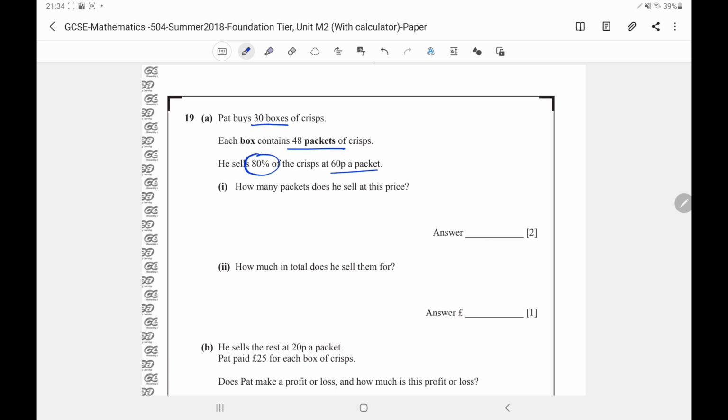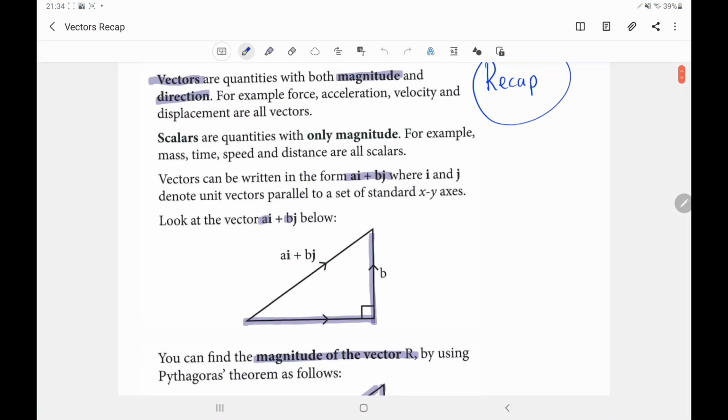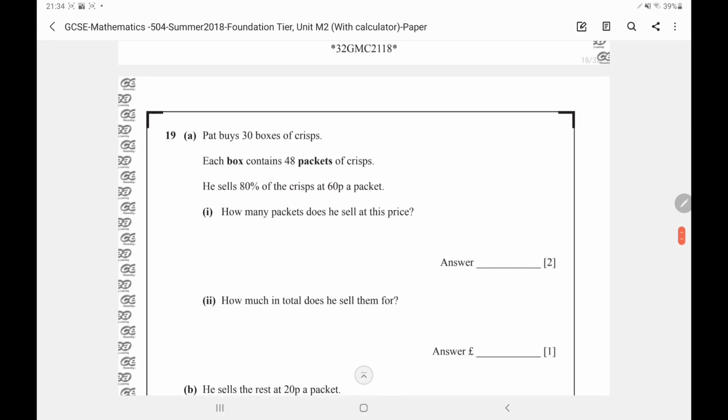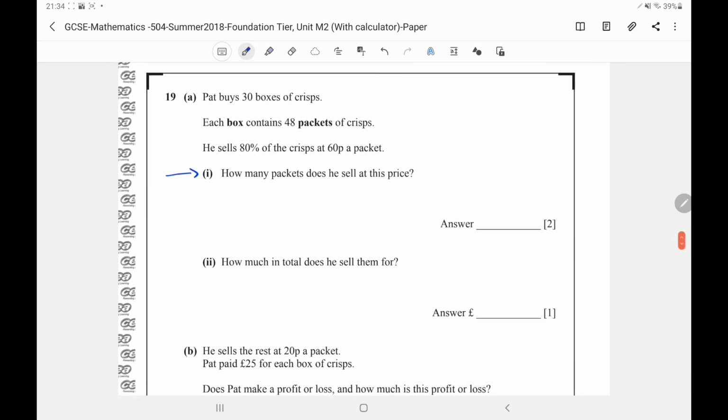Okay. So at the minute for this question, we're not worried about the price. Sorry about that. We're not worried about the price in this particular question. We're just worried about how many packets he sells. He sells 80% of a total. So the total is 30 boxes which has 48 in them. So you take the 30 boxes times them by 48. And there are 1440 crisps packets in total.